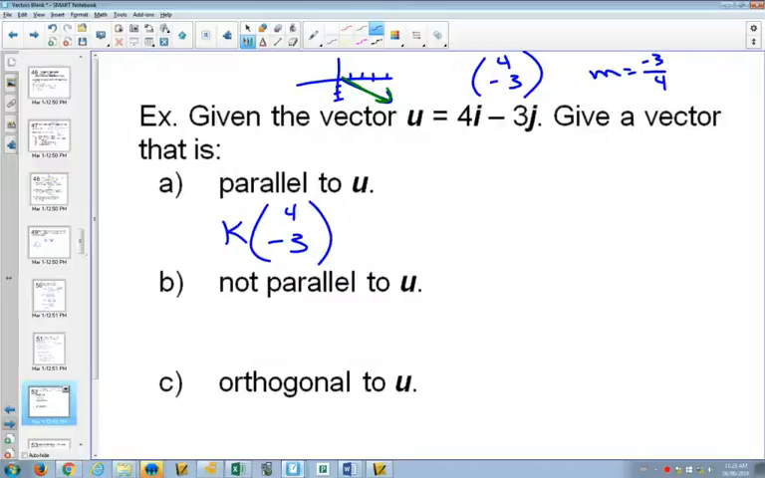So what would you like k to be? Pick your favorite number. 21? So if you picked 21 for k, you'd have 84 and negative 63 as a possible answer for something parallel to it.